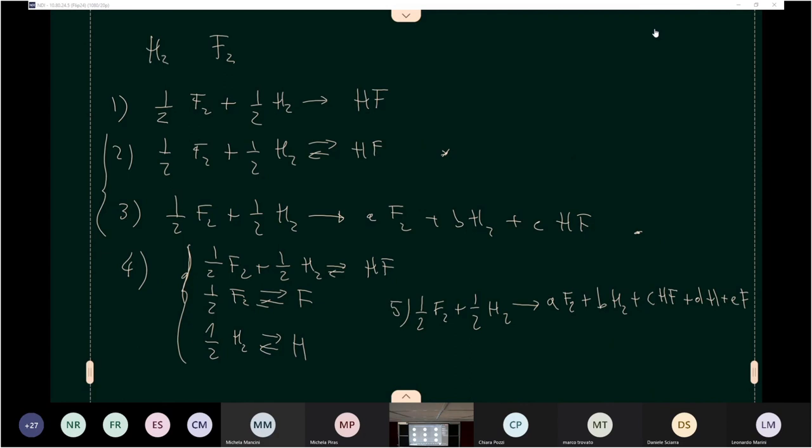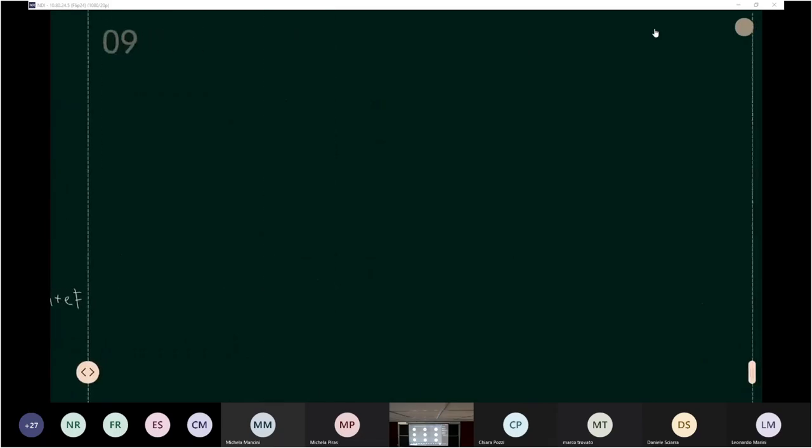So what happens in the real case for this reaction? It may happen that a molecule of fluorine collides with something else. This is usually called a third body. Let's call it M. And if this collision has enough energy, it will be able to break these molecules of F.